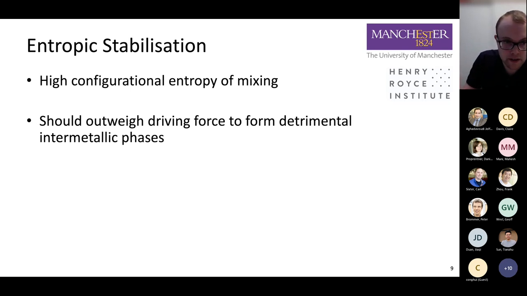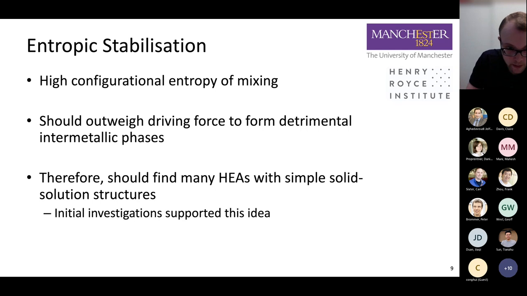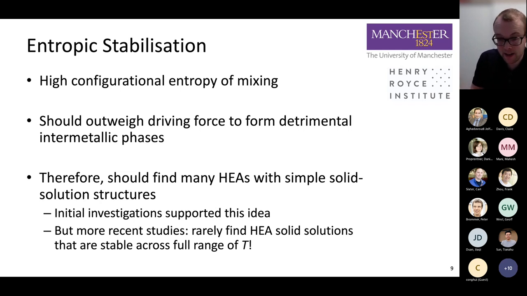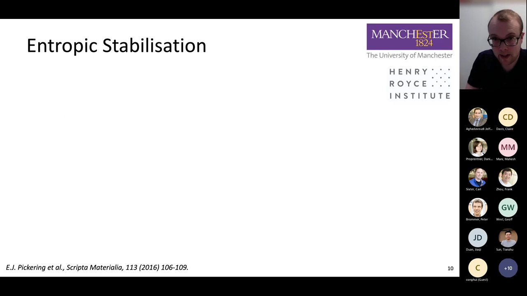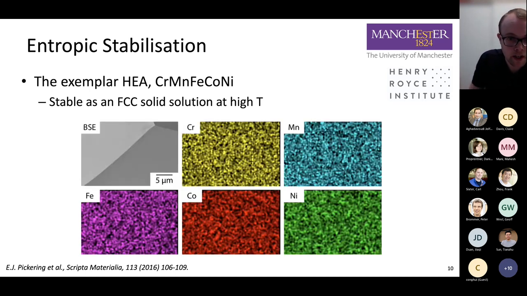In words then, this should outweigh the driving force to form detrimental intermetallic phases, and therefore we should find many high-entropy alloys with simple solid solution structures. Initial investigations of high-entropy alloys sort of supported this idea, but more recent studies indicate that actually it's fairly rare to find high-entropy alloy solid solutions that are stable across a full range of temperature. A classic example of this is the Cantor alloy, which is stable as a face-centered cubic solid solution at high temperature. That's quite noteworthy, because most of these elements don't form face-centered cubic structures at room temperature, but they do when you mix them all together at high temperature, and so you get a lovely homogeneous mixture of atoms and a nice solid solution structure.